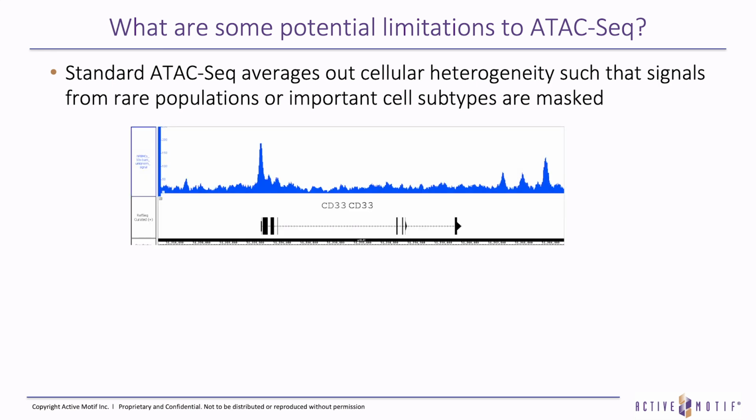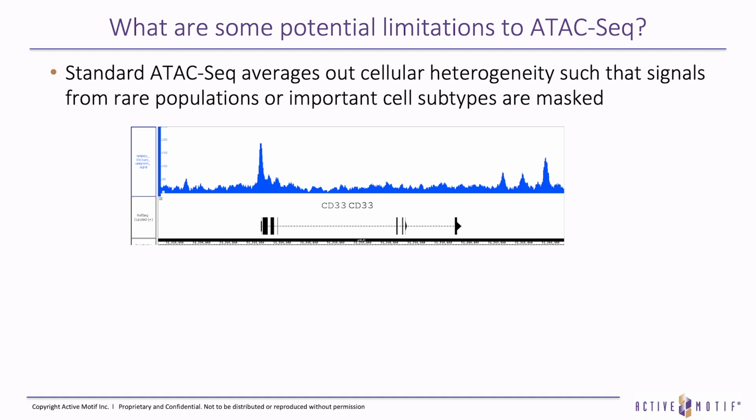For example, here we have a bigWig track in which we're examining areas of open chromatin at the gene CD33. These peaks of open chromatin are in blue. If you don't know what a bigWig track is, we are having an upcoming Bioinformatics 101 webinar presented by our Active Motif team, so please stay tuned if you want to learn all about bioinformatics and epigenetics.